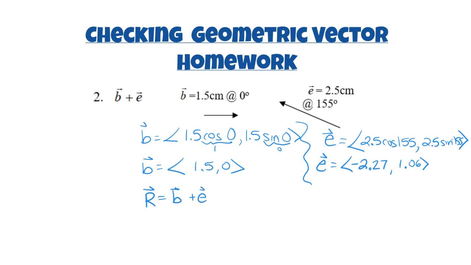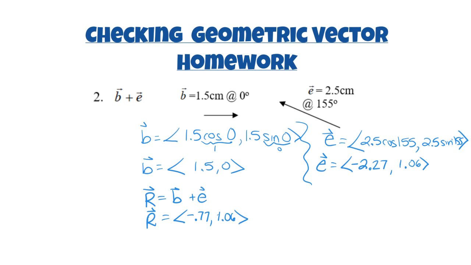All I'm doing is adding their horizontal components and adding their vertical components. So I'm going to grab full values, and I'm going to add the horizontal components together, and I end up with negative 0.77. And then when I add the vertical components, it's just going to end up at 1.06.